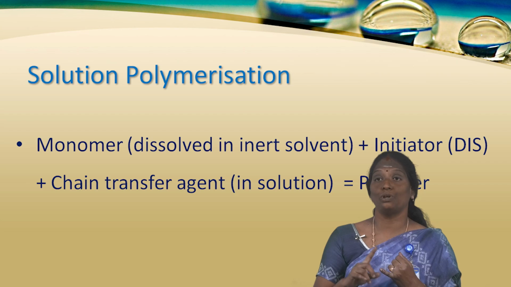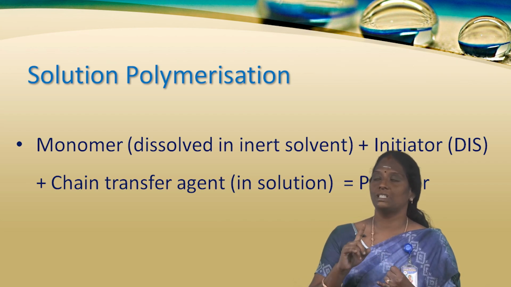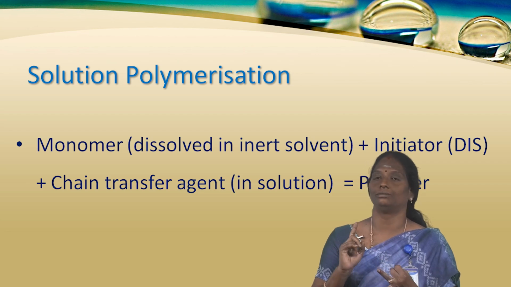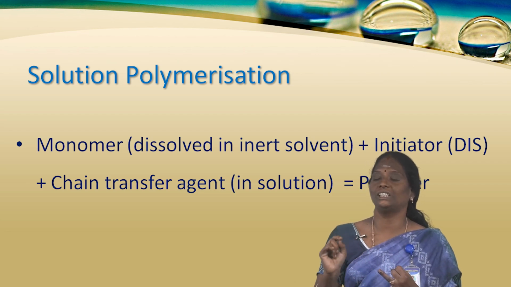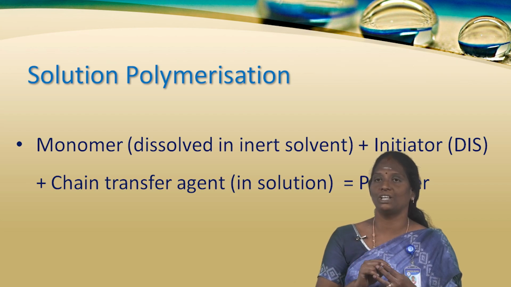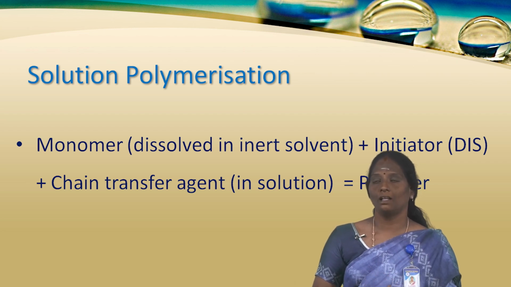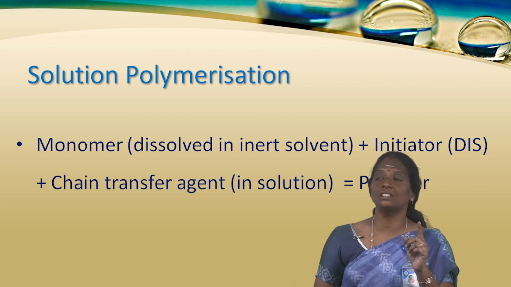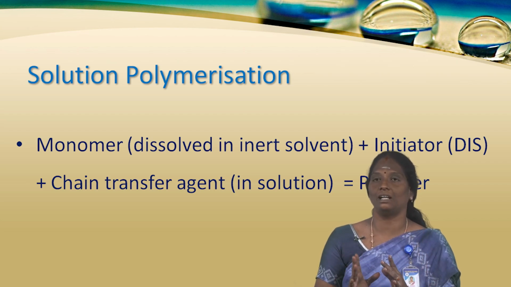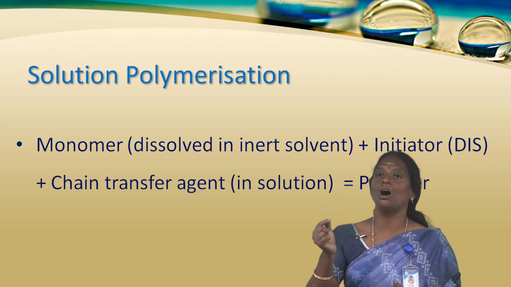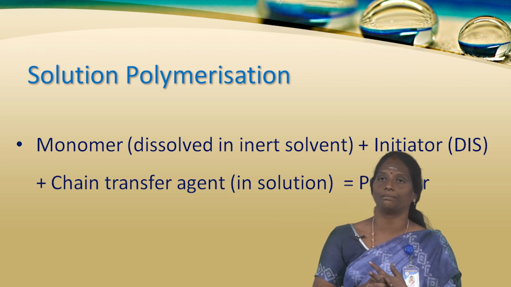The heat control is easy because we add the solvent. Viscosity buildup is negligible. The mixture can be agitated easily. That means the monomer, solvent, initiator, chain transfer agent mixture can be agitated easily. What are the disadvantages? The removal of last traces of solvent is difficult. This is the main disadvantage.